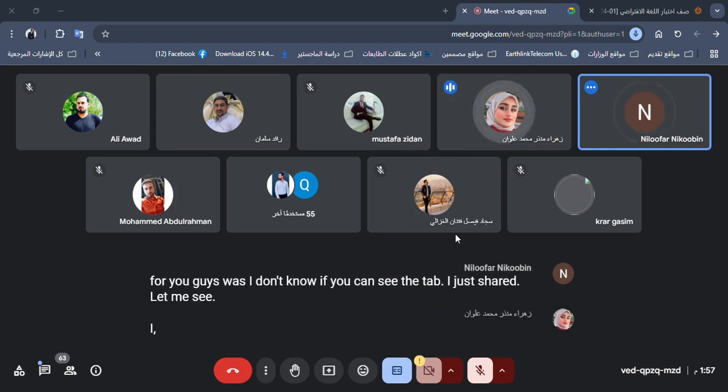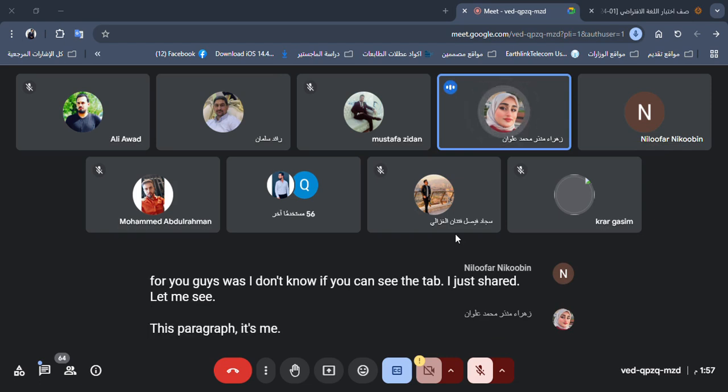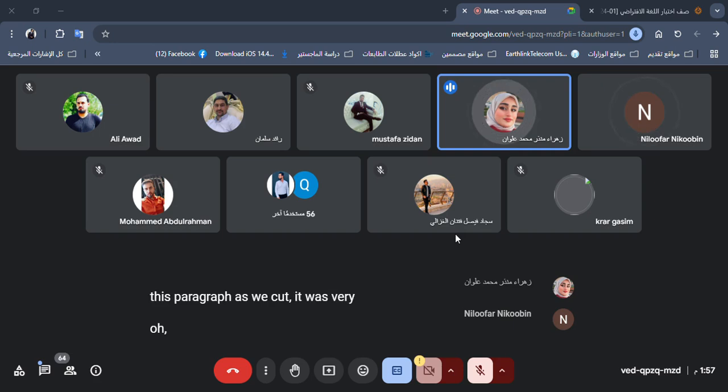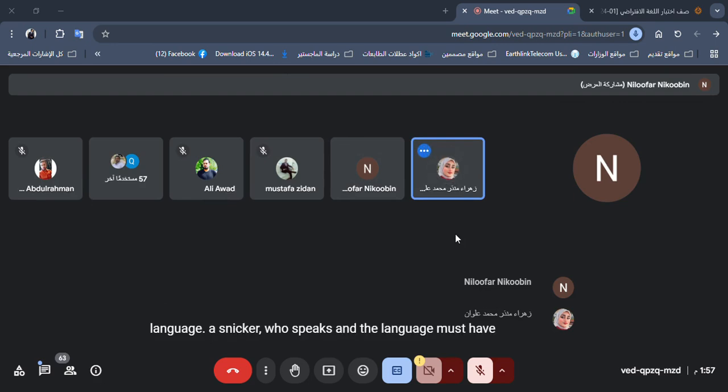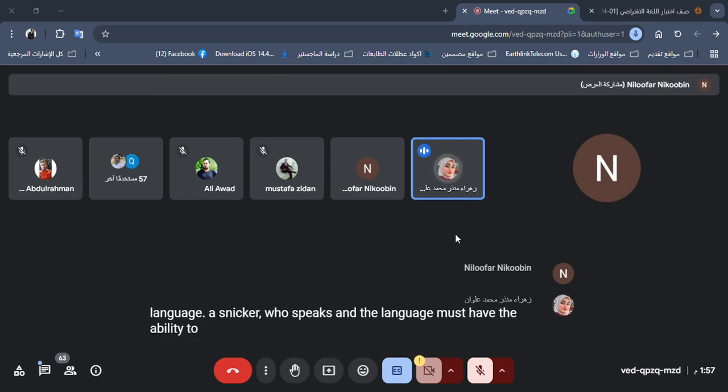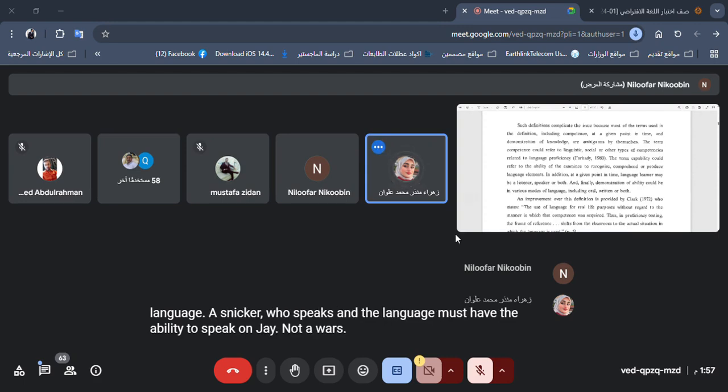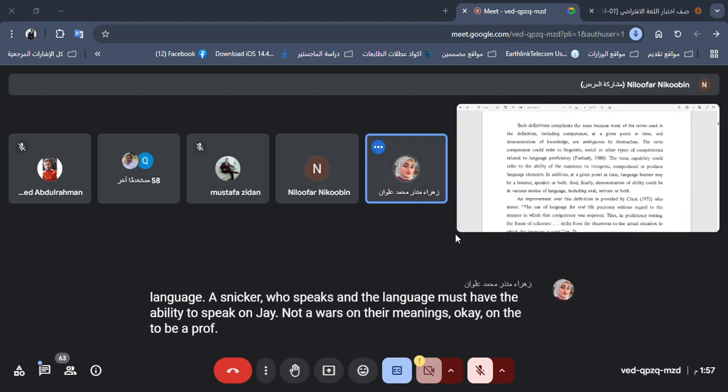I understand from this paragraph that a speaker who speaks the language must have the ability to speak and know the words and their meanings, and to be proficient in the language skills and understanding.